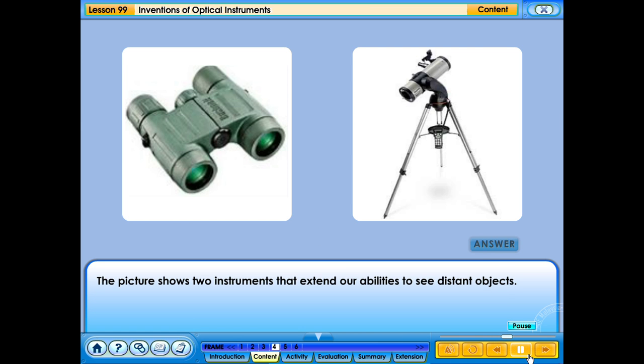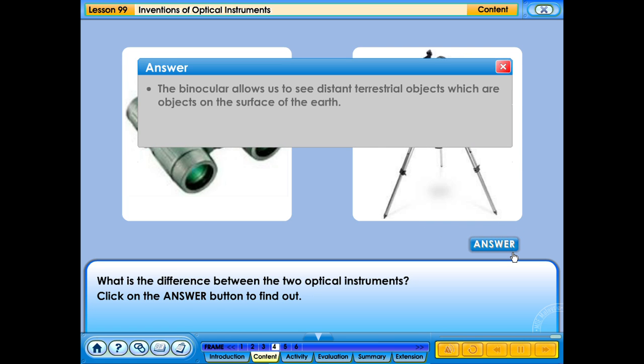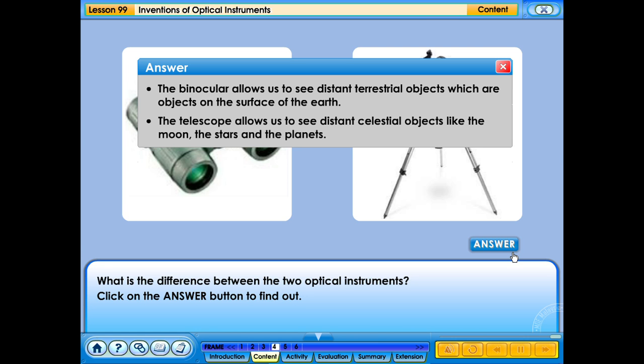The picture shows two instruments that extend our abilities to see distant objects. Mouse over the instruments to learn their names. What is the difference between the two optical instruments? Click on the answer button to find out. The binocular allows us to see distant terrestrial objects, which are objects on the surface of the Earth. The telescope allows us to see distant celestial objects like the moon, the stars, and the planets.